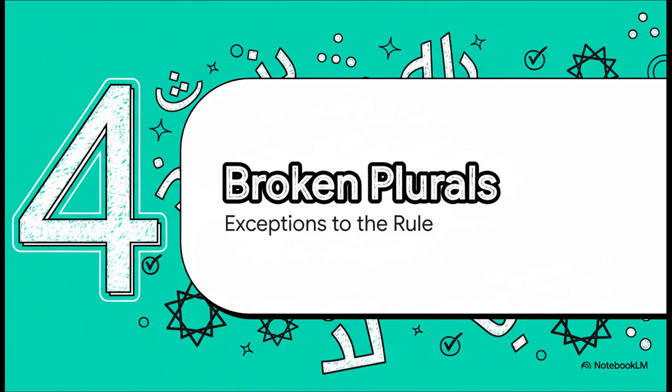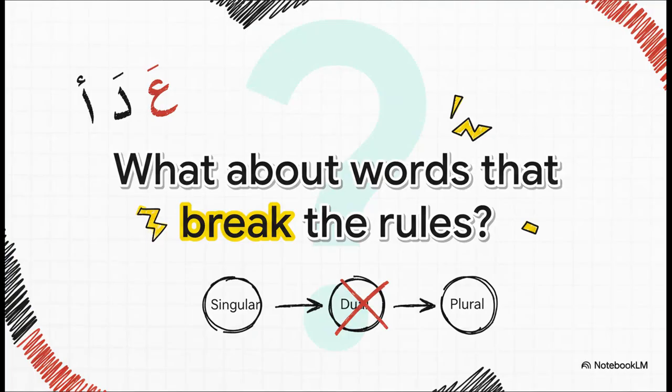Okay, section 4, broken plurals. Look, if everything in Arabic was that simple, well, it wouldn't be as much fun, would it? Now we have to talk about the exceptions to the rule, the Jama Mukasar, literally the broken plurals. So what happens when a noun is a bit of a rebel? You know, when it doesn't want to just politely add a suffix to its end.